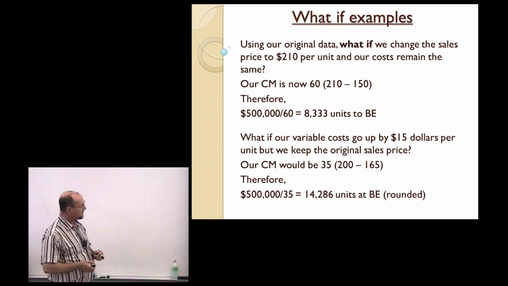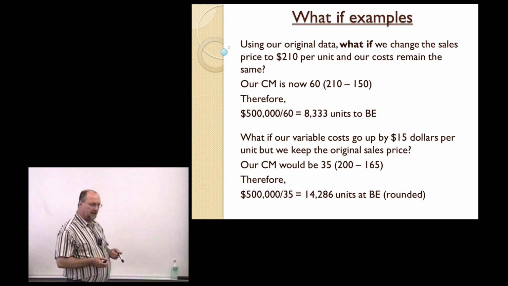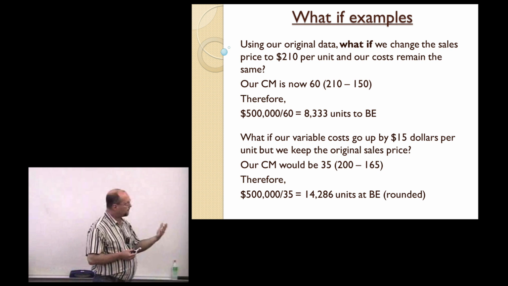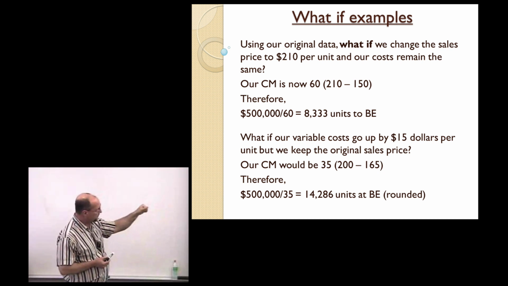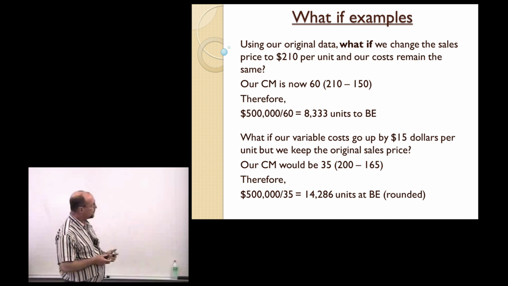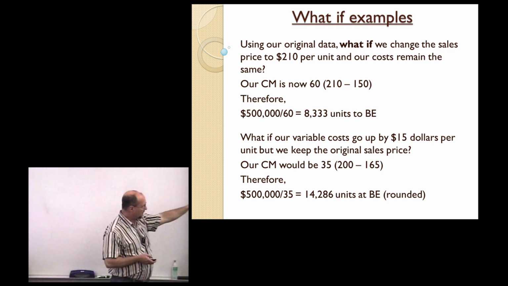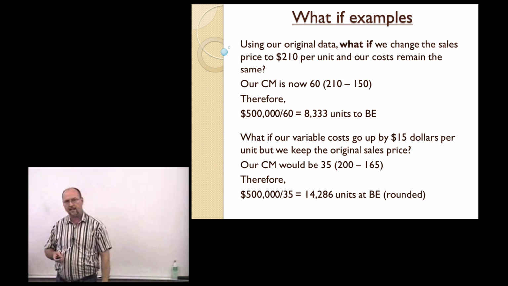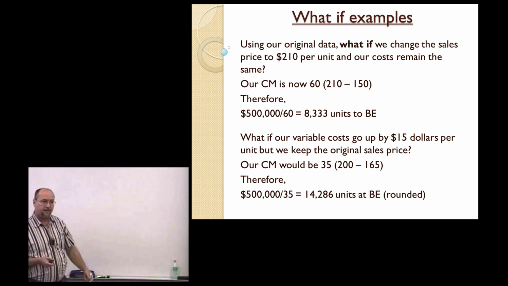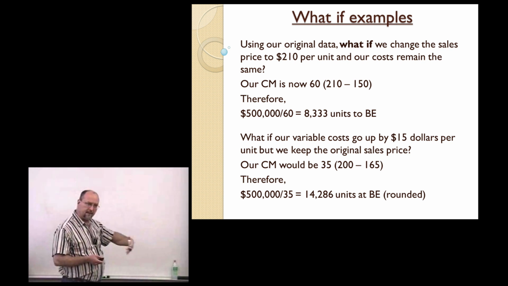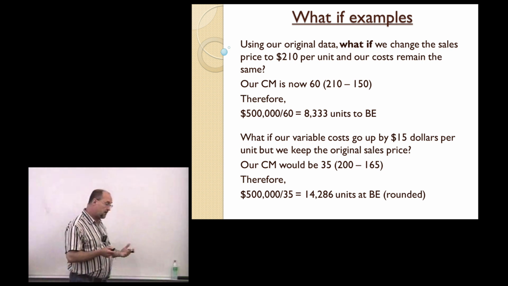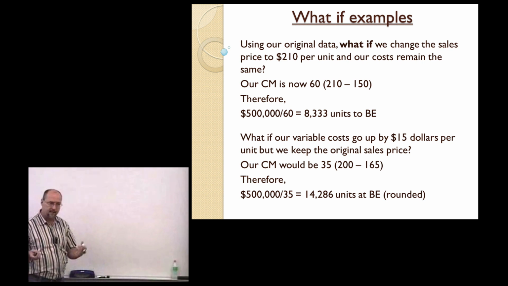Let's go ahead and take a look at these. What if we change the sales price from 200 to 210? Well, literally just plug the new number into the formula. 210 sales minus 150 variable cost. Contribution margin's now $60 per unit. Use the formula. 500 fixed cost divided by the new contribution margin. 8,333 units to break even. Okay, hey, makes sense. If you can raise the price without your cost going up, you're going to achieve profitability sooner, less units to break even. Okay, now whether or not you can pull that off in the real world with competition and demand remains to be seen.